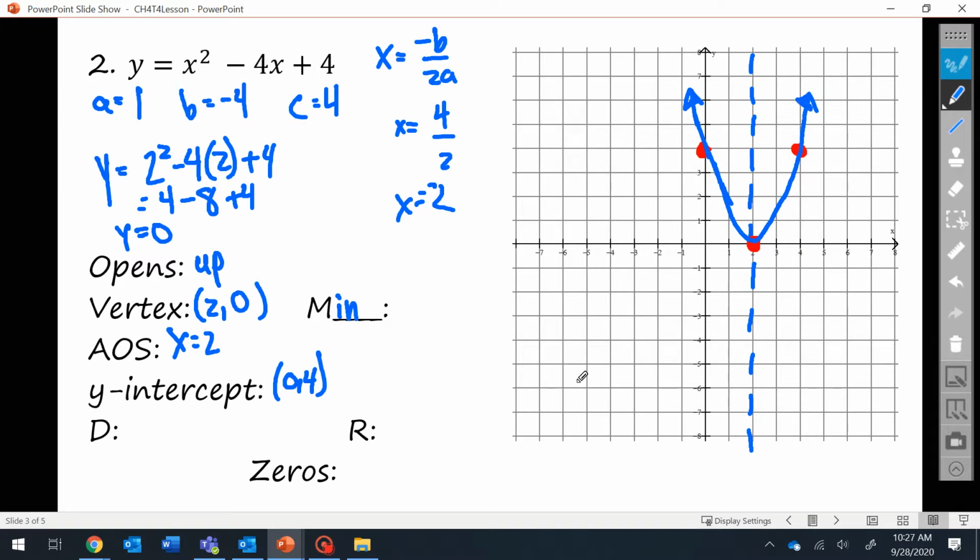And now we can see, let's do the domain and range. The domain is of course all real numbers, so -infinity to infinity. And the range is y is greater than or equal to 0, so 0 to infinity. Whoops, that should be included, 0 to infinity. All right, now this one, let me write that somewhere else.